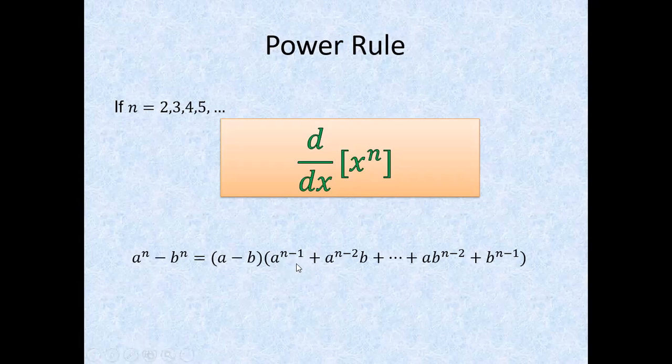And a will be lessened with respect to b. How? Because plus a to the power n minus 2. Here you can notice n minus 1, n minus 2, then b, plus dot dot dot, plus a times b to the power n minus 2, plus b to the power n minus 1.